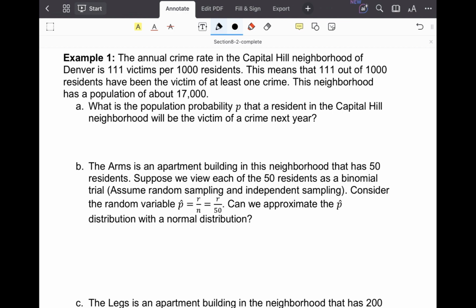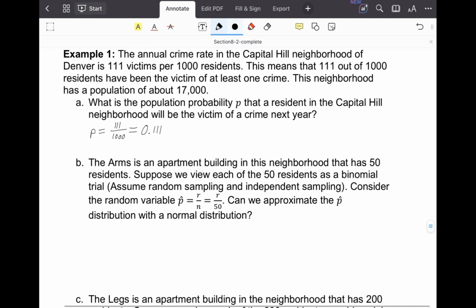This neighborhood has a population of about 17,000. And what is the population probability P that a resident of the Capitol Hill neighborhood will be the victim of a crime this next year? We can use that crime rate that they're giving, which is 111 out of 1,000. And that gives us 0.111. That would be, in this case, the probability of success, quote unquote, that they would be a victim, 0.111.